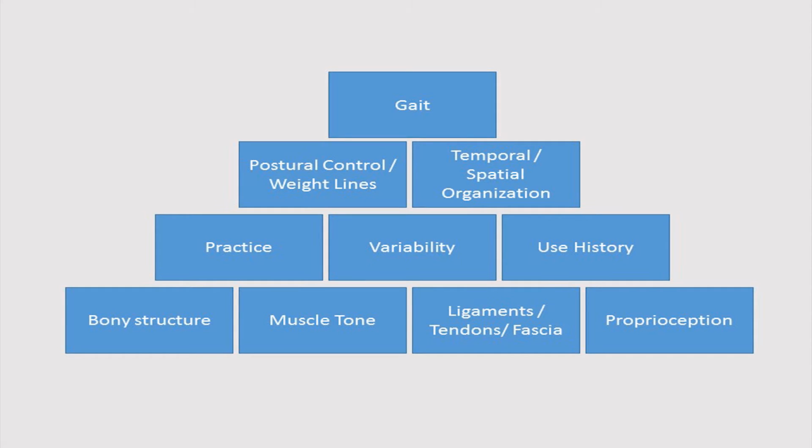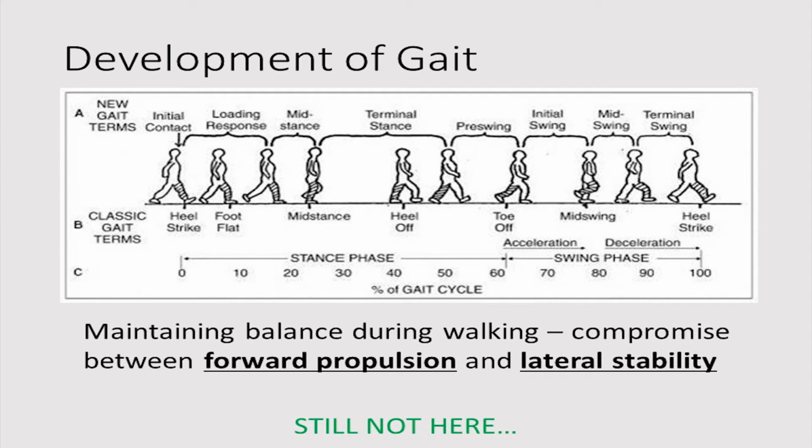Okay, so now that we've talked about the development of postural control, spatial organization, and the role of variability, we're now going to get into that top section and the development of gait. So when we talk about a typical gait course, we're usually talking about pulling out Perry's definitions and pulling out this diagram and talking about all the different phases of gait. We're still not here yet, right? So our kids were just up and standing, starting to initiate gait. We're not at this point yet where we can start to divide up the gait cycle. So walking in gait is really just maintaining our balance, and it's a compromise between forward propulsion and lateral stability, and that's what keeps us from falling.